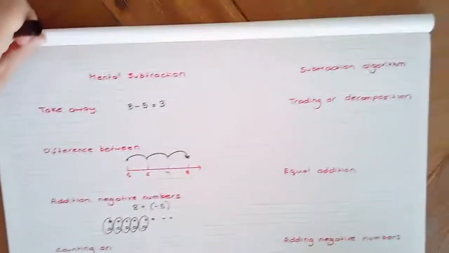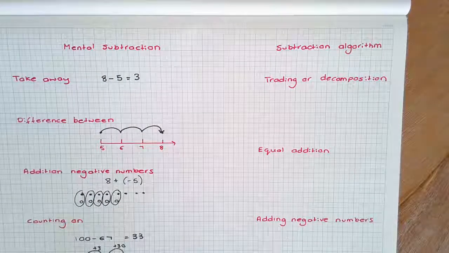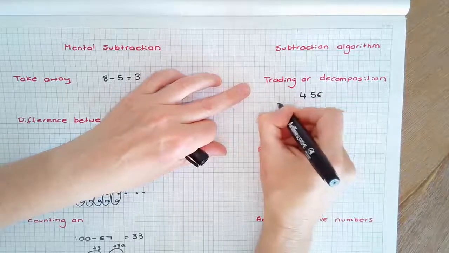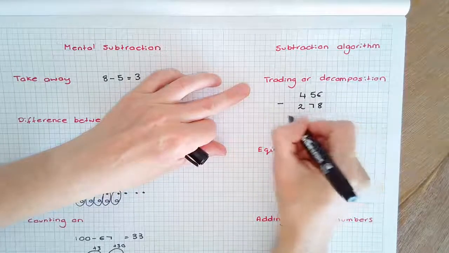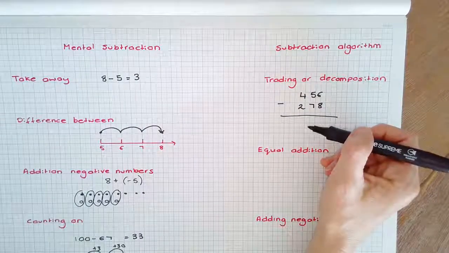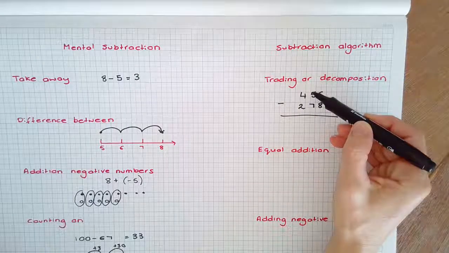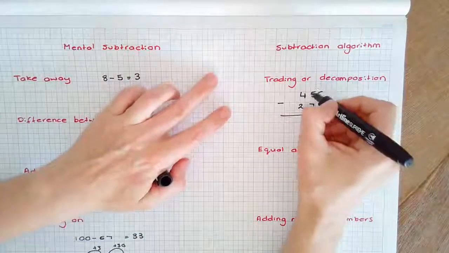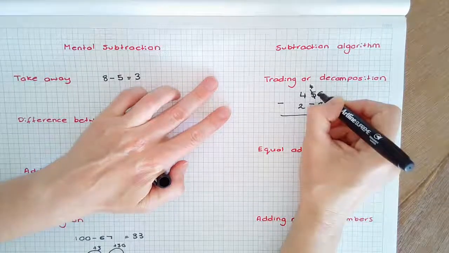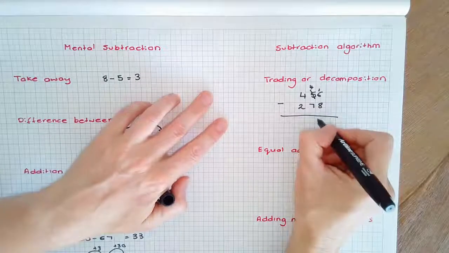Now let's have a quick look at the subtraction algorithm. An algorithm is a set of steps or rules to solve a problem. Let's take the problem 456, take away 278. Starting on the right-hand side, if we went 6 take away 8, for now we're not looking at negative numbers, so we say we can't do. So what we're going to do is borrow a 10 from the tens place value and move it to the ones. So now we've only got 4 tens left in this top number, but we change 6 to 16. 16 take away 8 we're able to do.